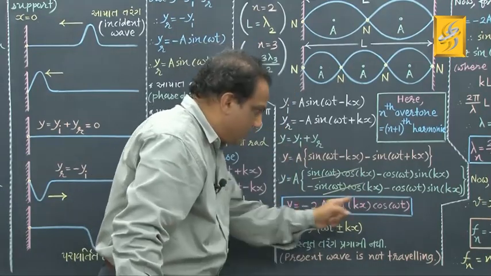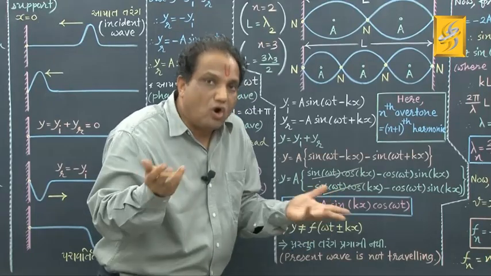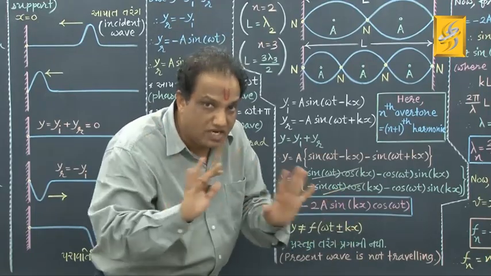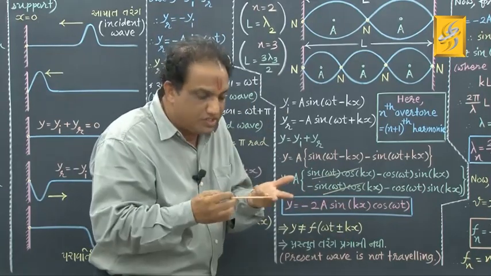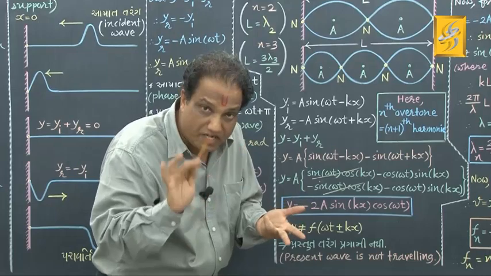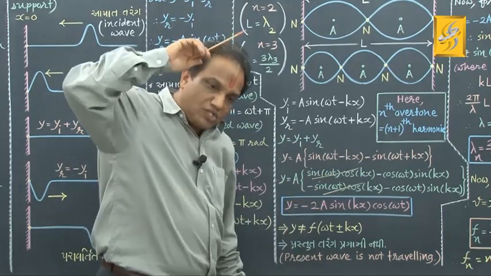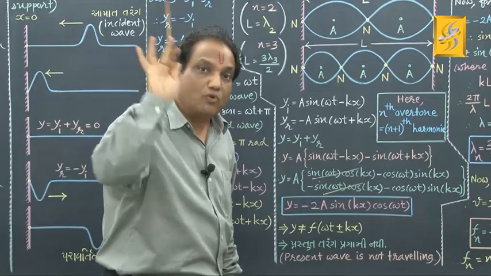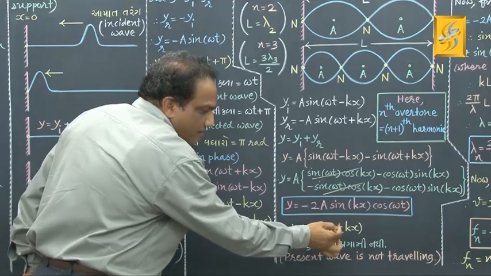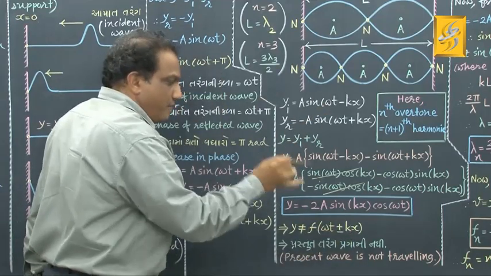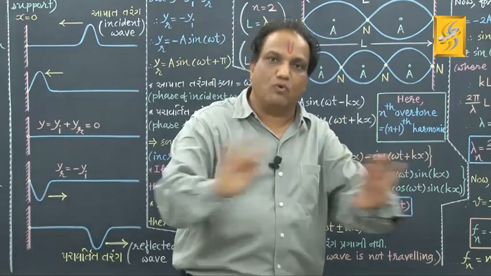No. On this right hand side, there is no term which is like omega t plus kx or omega t minus kx. Such terms are not present on the right hand side. Because it is not a function of omega t plus or minus kx, we can say this wave equation does not represent a travelling or progressive wave, meaning thereby the present wave is not a progressive wave.